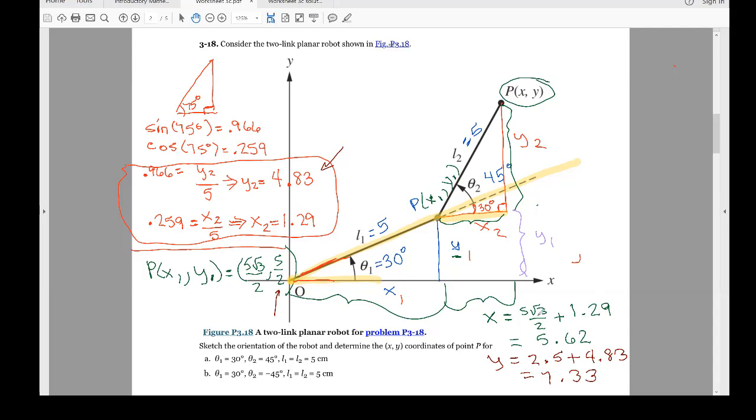So now I have my x and I have my y, which means this point here, which is what I was trying to find, is 5.62, 7.33. And that is basically how I do these problems. Okay.